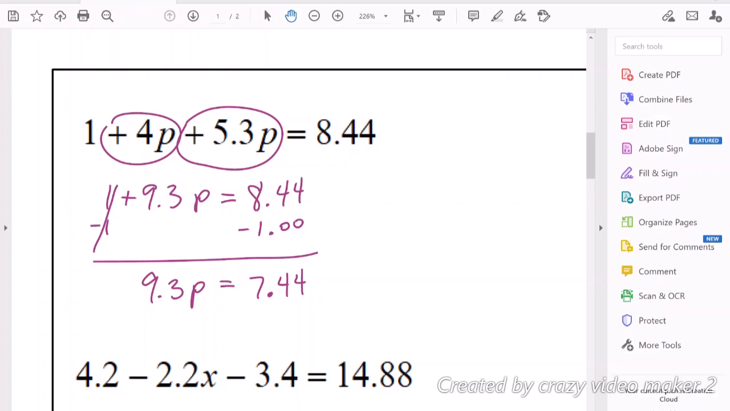Now, our last thing that we need to do is get rid of this 9.3 in front. So divide by 9.3. And I'm going to use the calculator to do that. So I have 7.44 divided by 9.3. And that is going to give me 0.8.